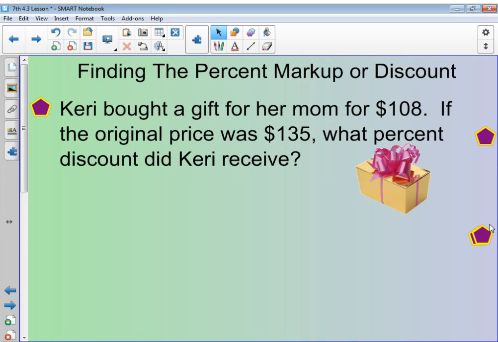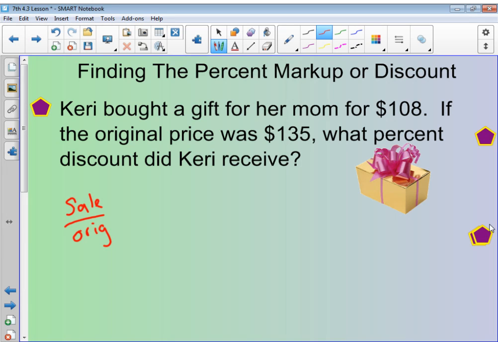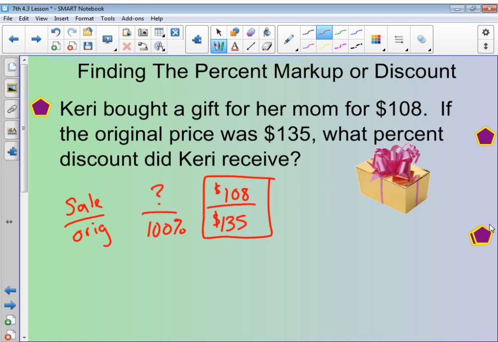Okay, so Keri bought a gift for her mom for $108. If the original price was $135, what percent discount did Keri receive? So remember, it's sale over original. Okay, if you want to use the proportions, you can. We don't know the percent, but we know originally it was 100%. And Keri paid on the sale $108, and we know originally it was $135. So we can cross multiply and divide, or we can just work off of this part and change that fraction into its decimal form.